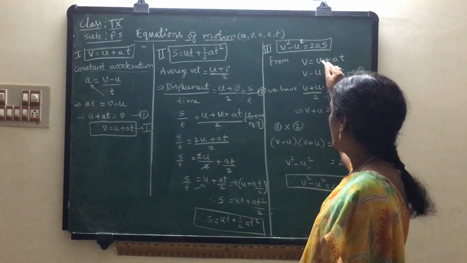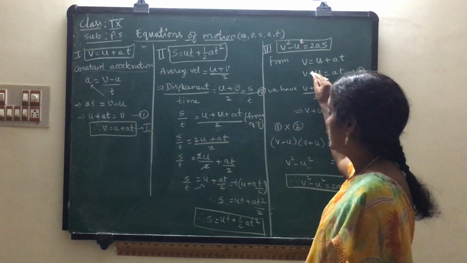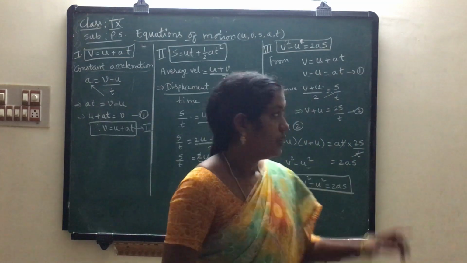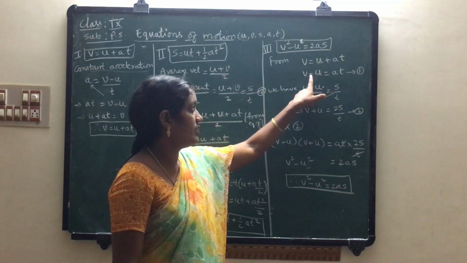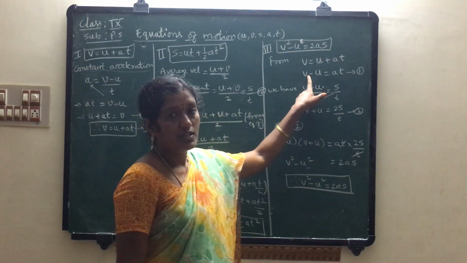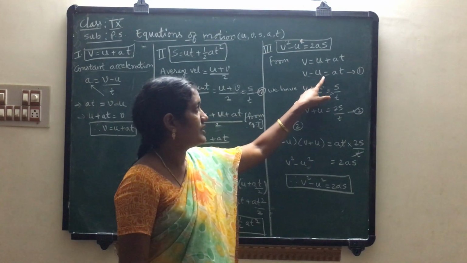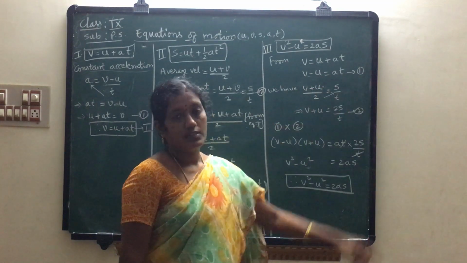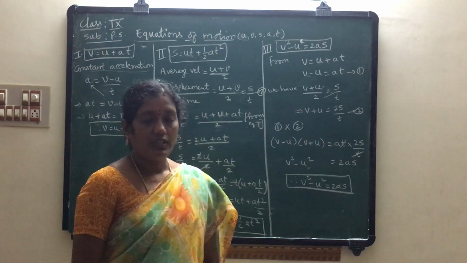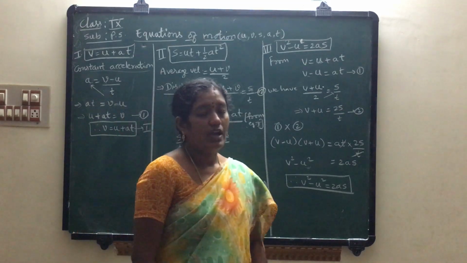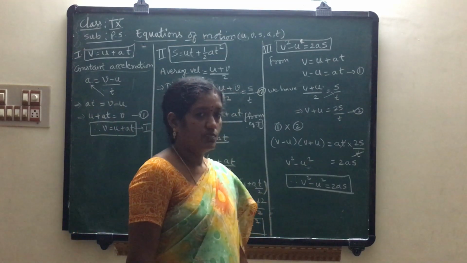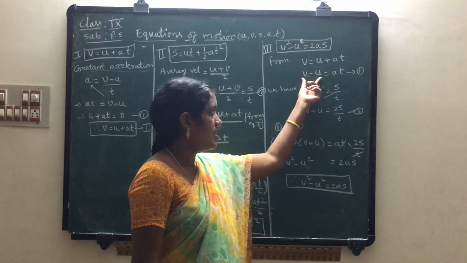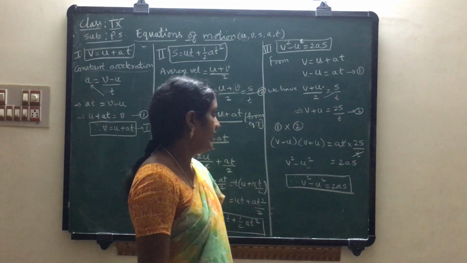Now bring this u to this side. What happens when this plus u is brought to this side? It will become minus u. So v minus u is equal to at. So this is equation 1, children. From the first equation of motion, you have to start the third equation of motion because you want the answer: v minus u is equal to at.